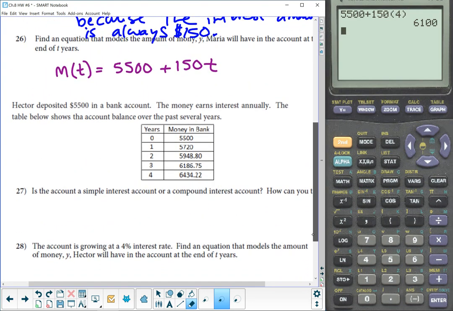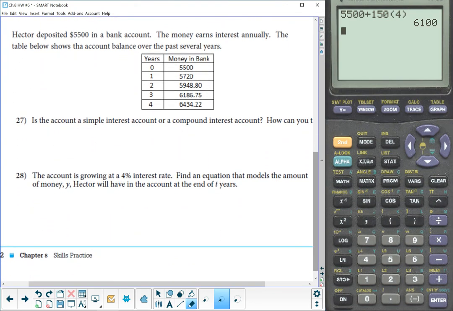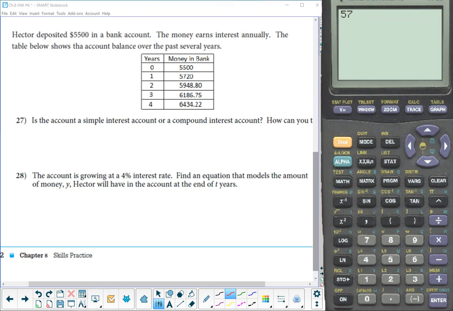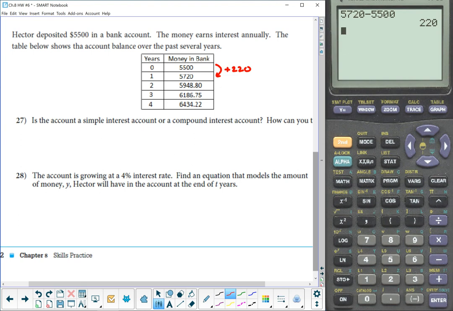Okay, Hector, same kind of idea, and I can probably tell you this is going to be a compound. So it's 5,500. Hector puts it in the bank account, earns interest annually, shown below, right? So is this account simple or compound? Again, the test: if it's simple, you take year one, which is 5,720, and you subtract year zero, 5,500. And that means that for the first year you get positive 220. But I can bet you that the second to the first year is not going to be 220.